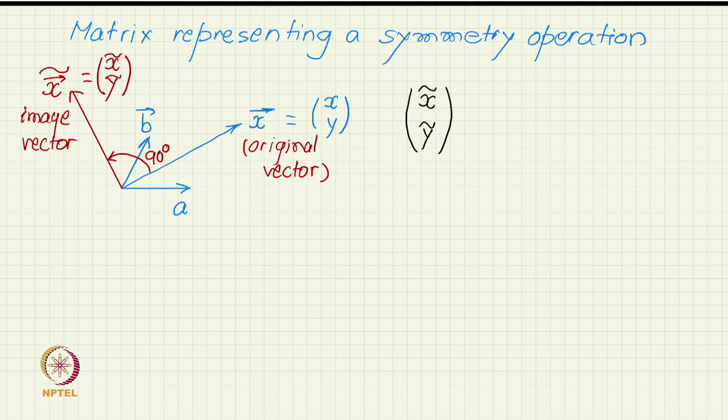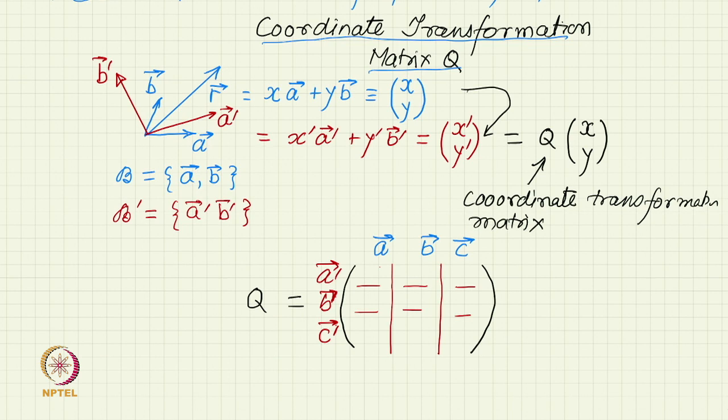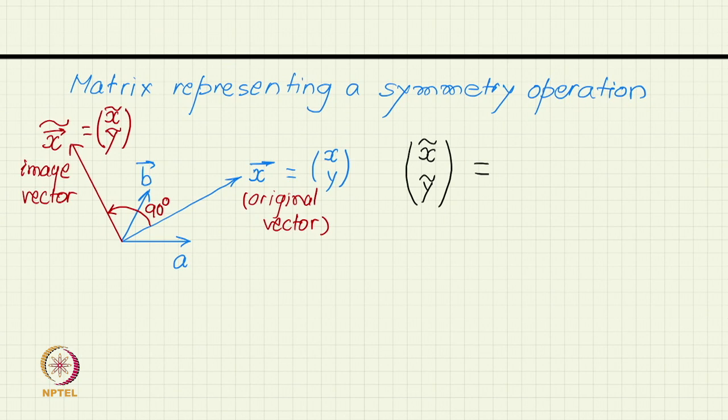Here I have shown, for example, the symmetry transformation is a 90-degree rotation as an example in this diagram, but it is not that it can be any rotation, or it can be reflection, or it can be inversion, or it can be roto inversion. In the coordinate transformation matrix, we were finding the components of the same vector in a different coordinate system. Now, we are finding the components of a different vector, a transformed vector in the same coordinate system, but you still have the matrix representation.